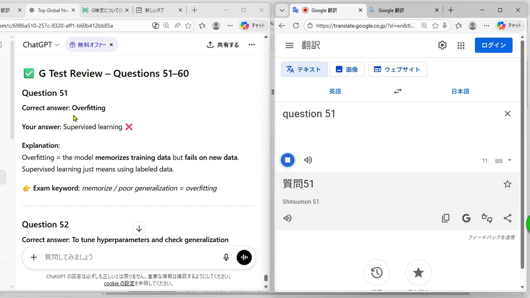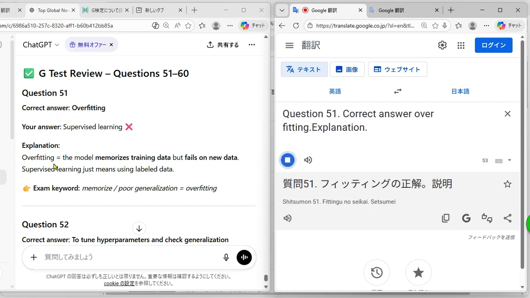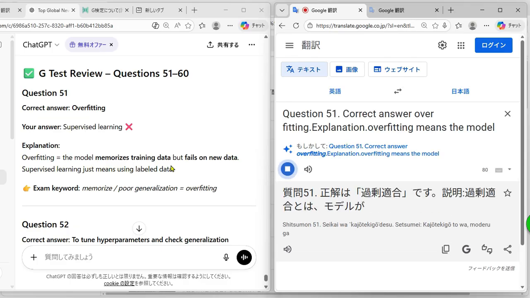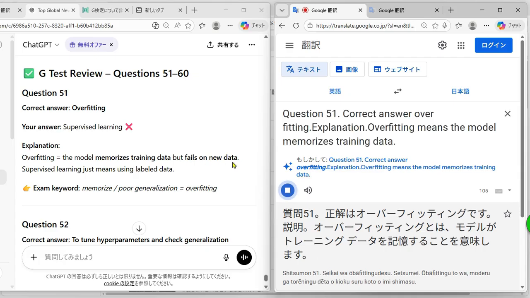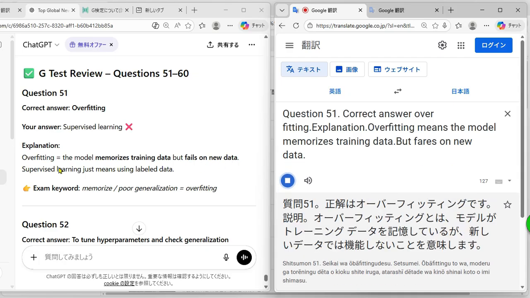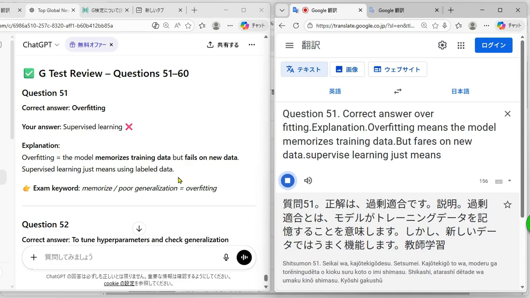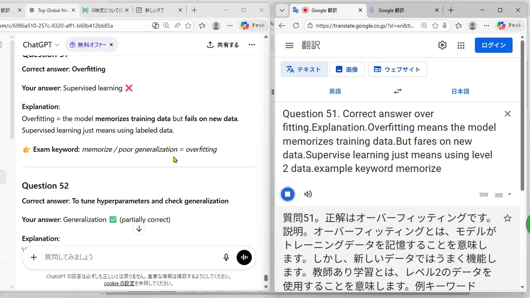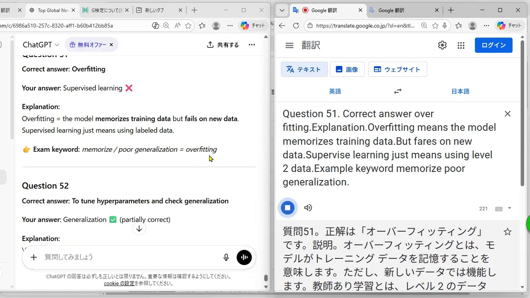Correct answer: overfitting. Explanation: overfitting means the model memorizes training data but fails on new data. Supervised learning just means using labeled data. Example keyword: memorize. Poor generalization equals overfitting.